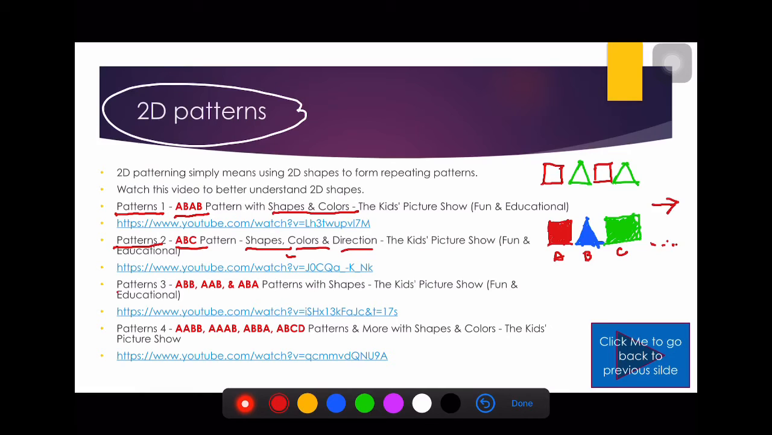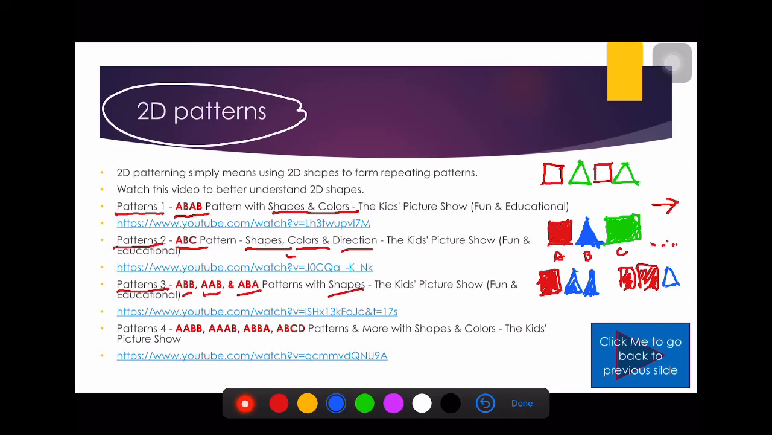Now the next one is patterns 3. So we have ABB, we have AAB, and we have ABA. Okay, so this one will be with shapes. Let's see, this is a square, which is an A, and B is the triangle. So if it is ABB, then A, B, B. AAB, that means there will be 2 red squares and 1 triangle.